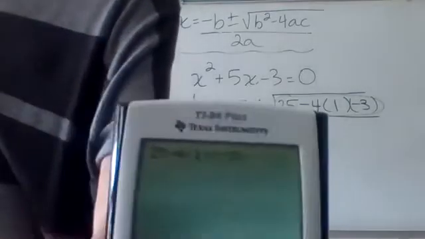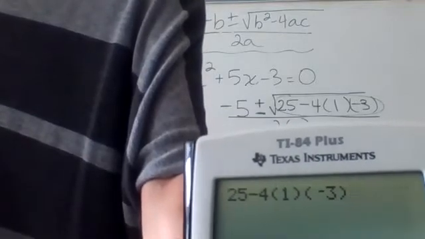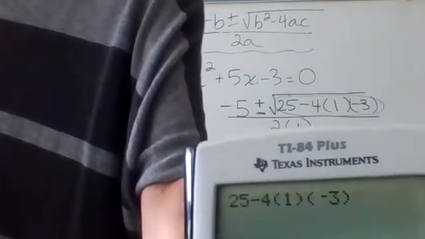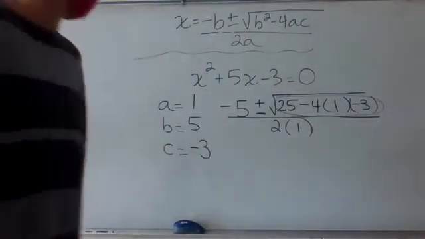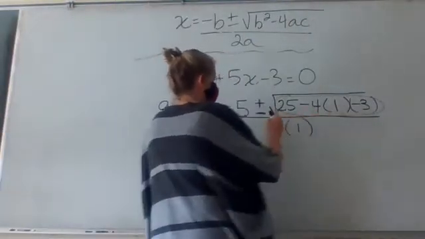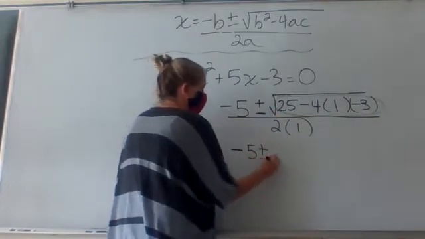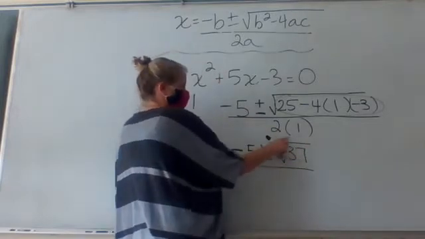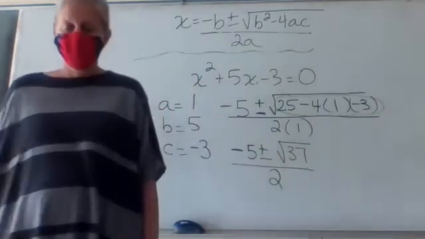And so again, you just want it to look exactly like what is underneath your square root. 25 minus 4 times A times C. And then hit enter, which gives you 37. So everything under here turned into 37. So now I have -5 plus or minus the square root of 37. And then your denominator, just do that multiplication. 2 times 1 is 2.